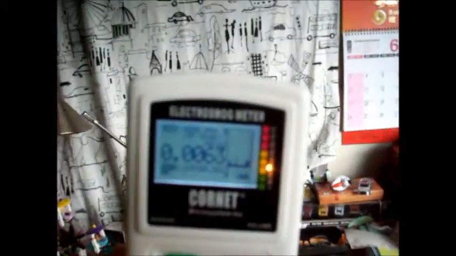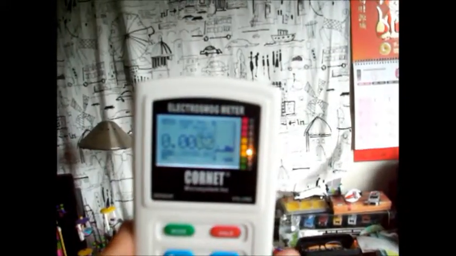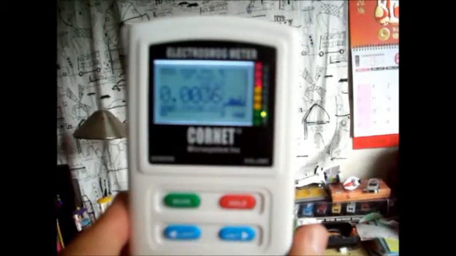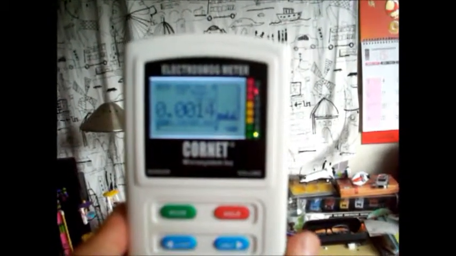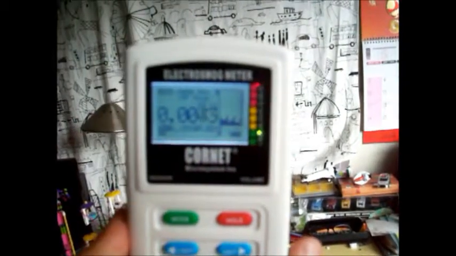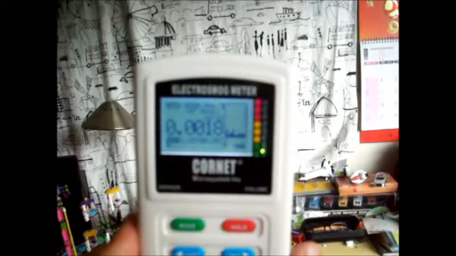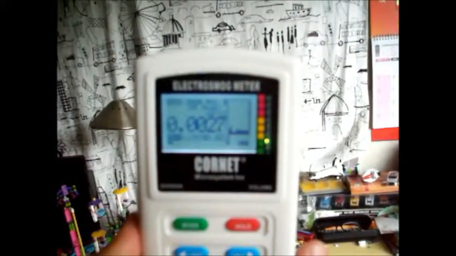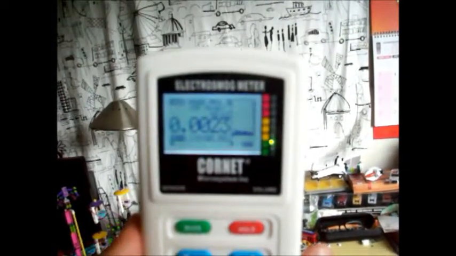So as I stand back here, the maximum reading is still 0.1, so everything since I pulled away from the wall has been lower than that. Alright, so that's how the shielding works.